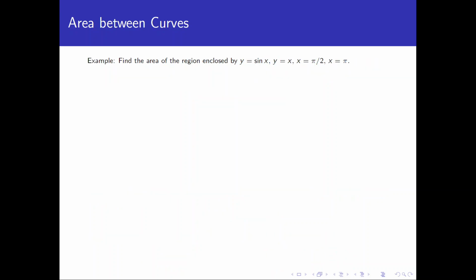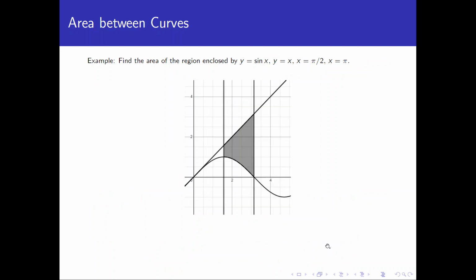So let's say we want to find the area of the region enclosed by the function y equals sine of x and y equals x, and the interval that we're interested in is x equals pi over 2 to x equals pi. So here is a picture of the region. Here is y equals x. Here's y equals sine x. Pi over 2 to pi. So we're looking at this shaded region here.